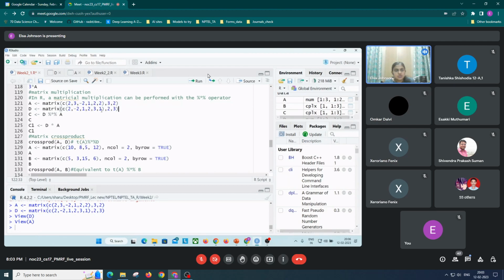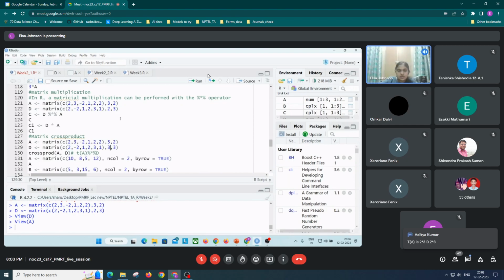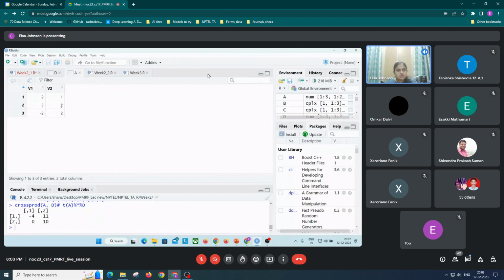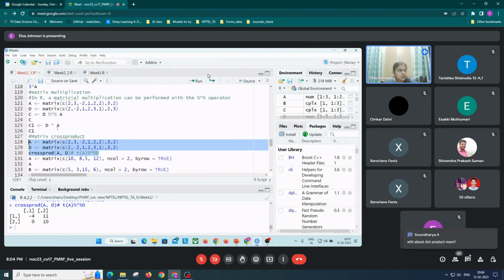So you can see, for example, I'll copy this, and just before this one I'll make it 3 comma 2. We'll change the dimensions like that and see what happens. Now if you give it like that, the cross product is working. Why? Because right now A is 3 cross 2 and D is also 3 cross 2. So when you take the transpose of A, it will be 2 cross 3, and D is already 3 cross 2.